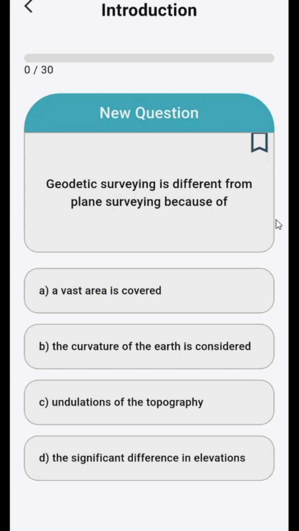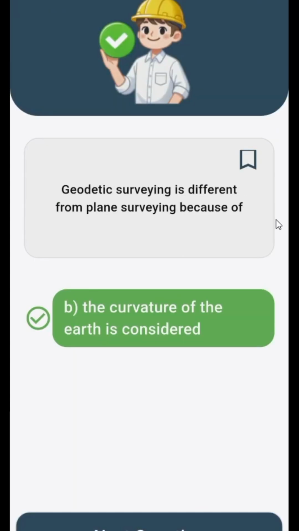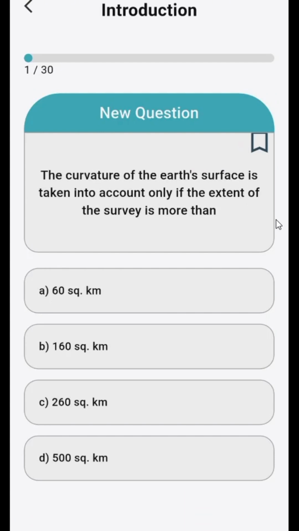Geodetic surveying is different from plane surveying because (A) a vast area is covered, (B) the curvature of the Earth is considered, (C) undulations of the topography, (D) the significant difference in elevations. The curvature of the Earth's surface is taken into account only if the extent of the survey is more than (A) 60 sq km, (B) 160 sq km, (C) 260 sq km, (D) 500 sq km.